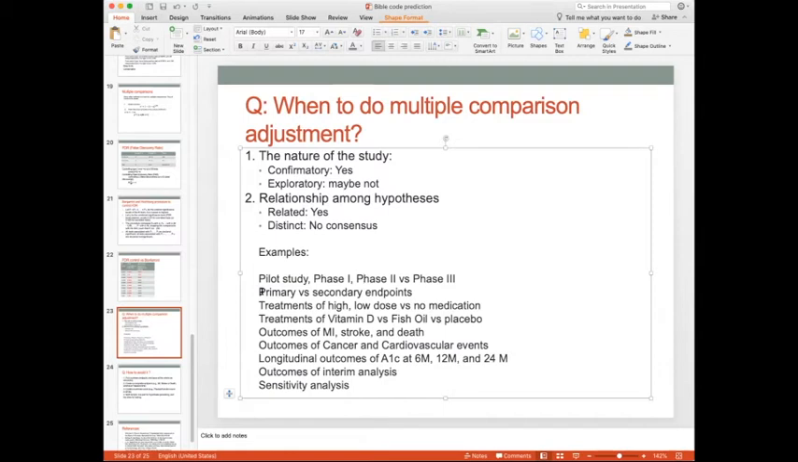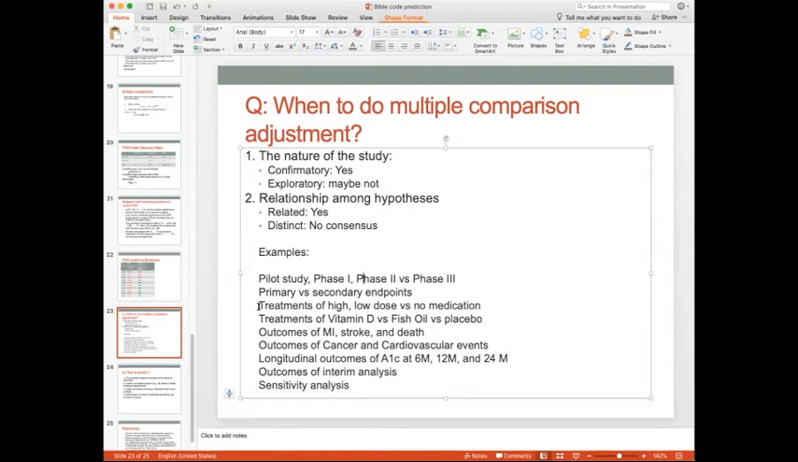Okay, and again, for the primary versus the secondary endpoints. If you declare that these endpoints are primary endpoints, you definitely want to control for multiple comparison. However, if it's a secondary or exploratory endpoints, you probably don't have to control for multiple comparison, okay?